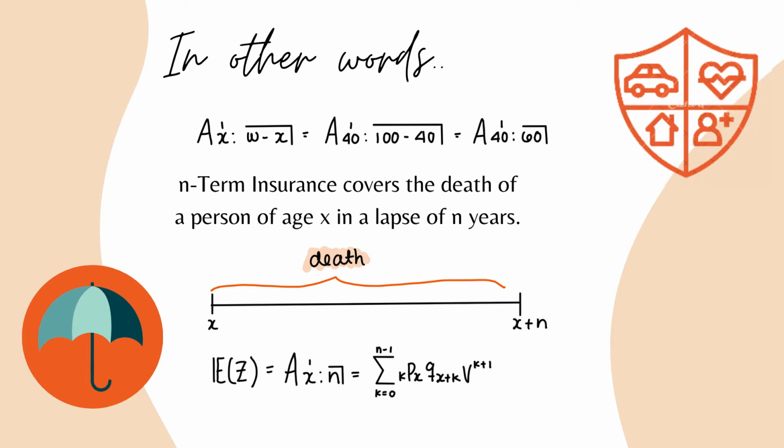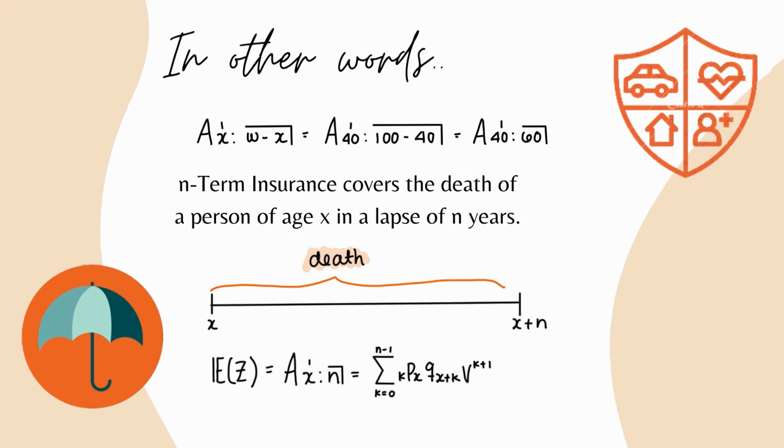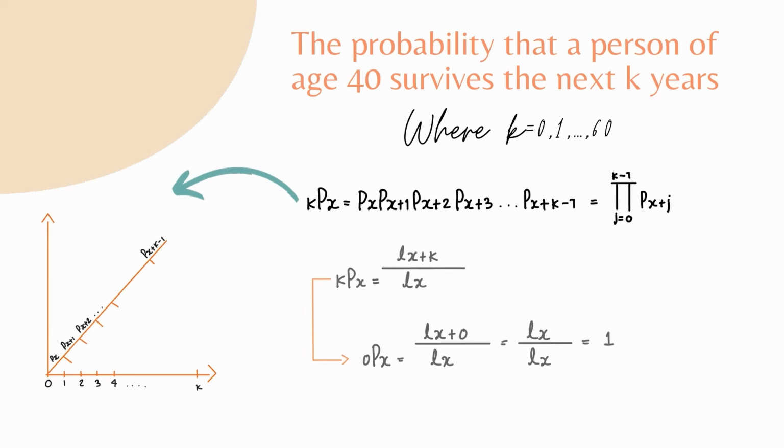Given that we have a portfolio with 40-year-old people, we must focus now on age 40, and with the help of the mortality table, we will start to compute the present value of the random variable Z of an n-year term life insurance, which is given by this next formula. It is the sum from k equals 0 up to n minus 1 of kpx times q(x+k) times the discount factor.